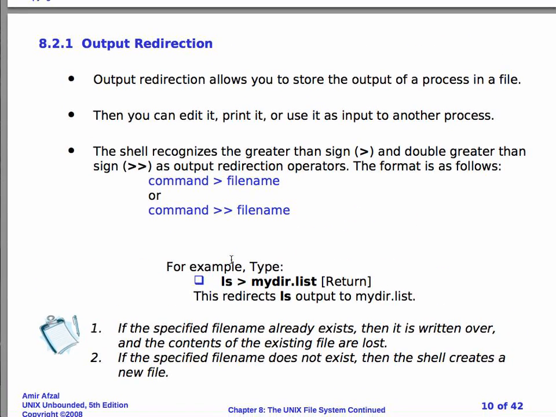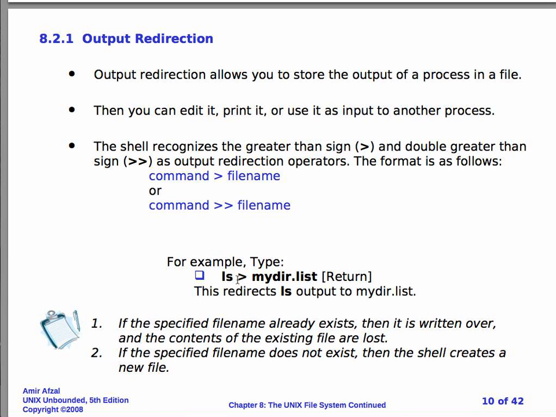So let's take a quick look at this. If you say ls space and then file name, and that specific file name already exists, then it's written over, that's wiped out, and the contents of the existing file are lost. If that file name does not exist, and that's what happened before, the shell creates a new file with this name.